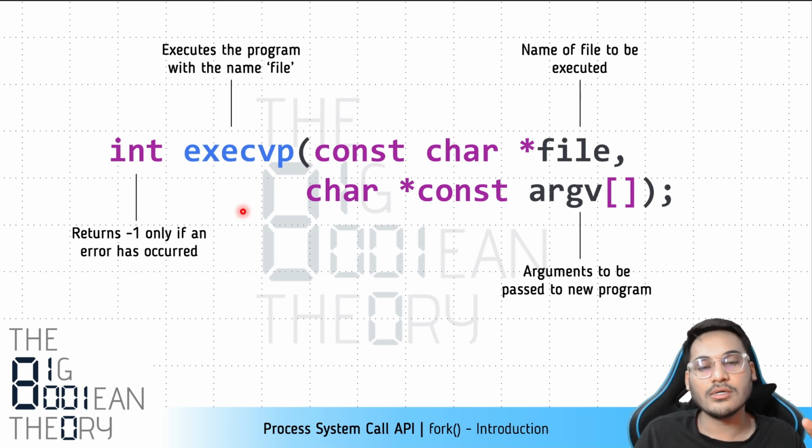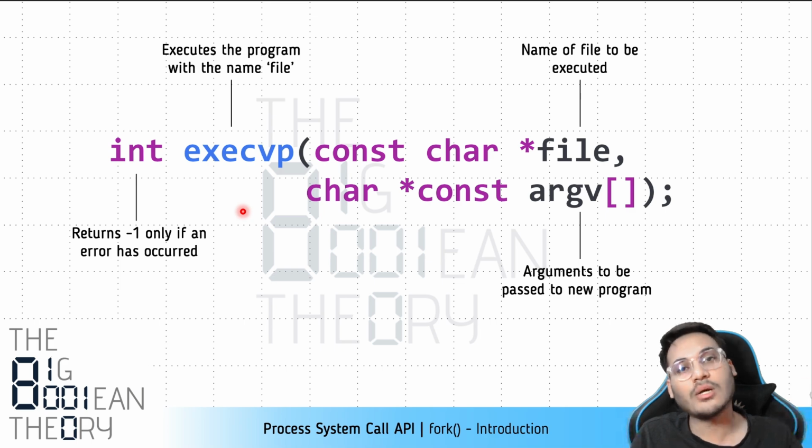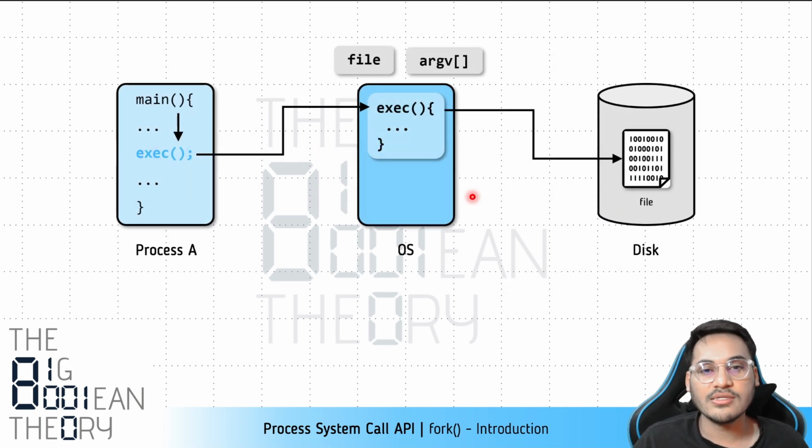Since the old program is replaced with a new one, there is no place to return to. That is why when there is a successful execution of the exec system call, it does not return. And this is the flow that we saw. So basically there is a process A and it executes the exec system call. It passes the file name along with the list of arguments that have to be passed to the binary file.